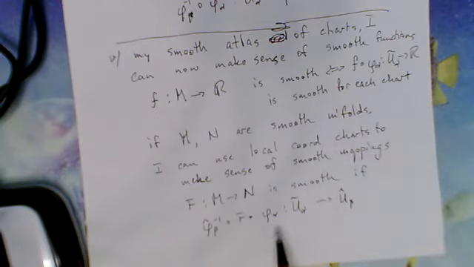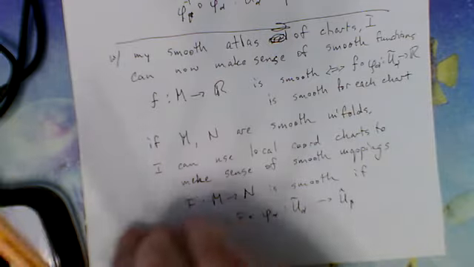So what have I done here? I've taken my coordinate charts phi alphas on M, and I have some other family of coordinate charts phi hat betas on N. And now I can look at the pre and post composition. Now this is a mapping from open sets in Euclidean spaces, and I know what it means to say that this composition is smooth. So if this is smooth for each choice of my possible coordinate charts, which makes sense, then I say that my mapping F is smooth.